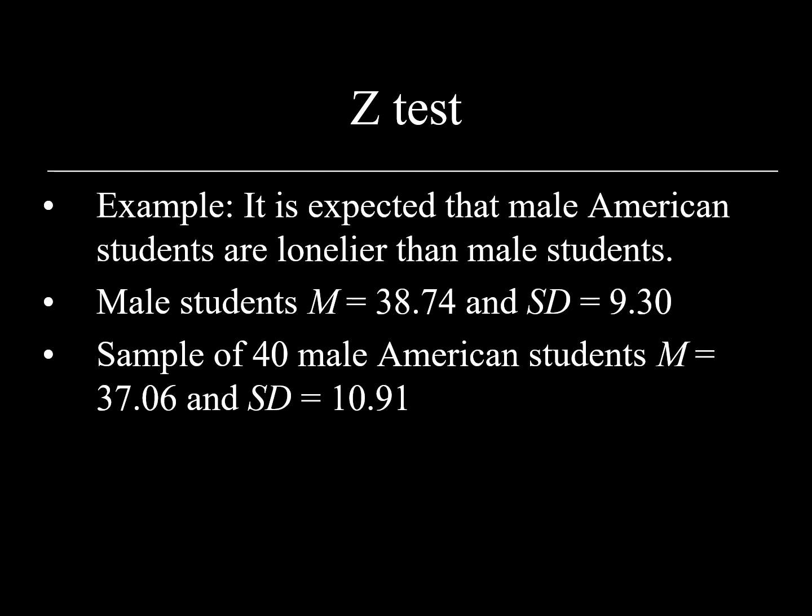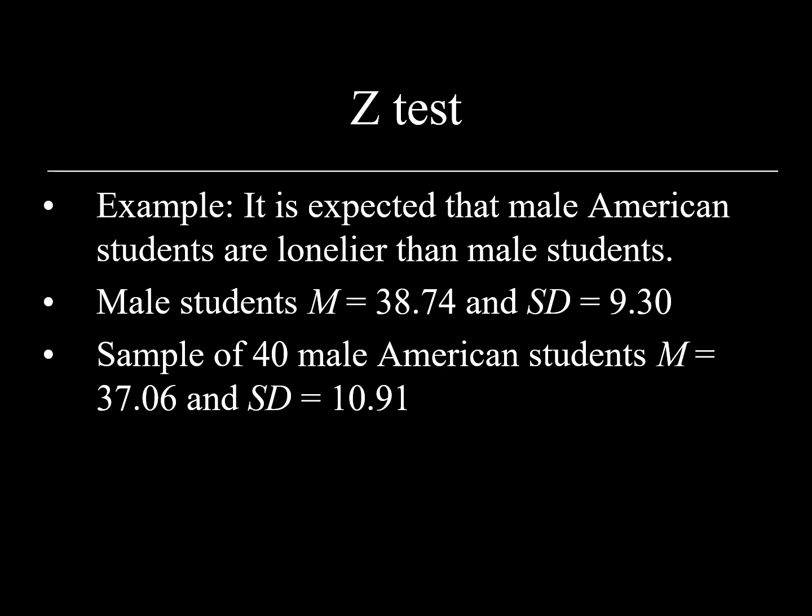This last part, I just want to go through some examples of the math of calculating a z-test and how we're actually visualizing whether it's significant or not. So my example here is it is expected that male American students are lonelier than male students in general. So we have a sample male students mean of 38.74 on a scale of loneliness, the standard deviation of 9.30, and that is our worldwide.